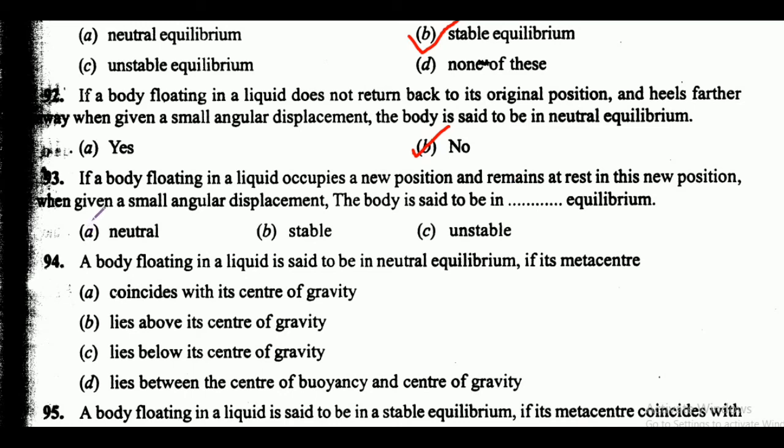Next is if a body floating in a liquid occupies a new position and remains at rest in this new position when given a small angular displacement, the body is said to be in dash equilibrium. Here friends, these are the options and here correct answer is option A, that is neutral. Okay. Next is a body floating in a liquid is said to be in neutral equilibrium if its metacenter. Here friends, these are the options and here correct answer is option A, that is coincides with its center of gravity.